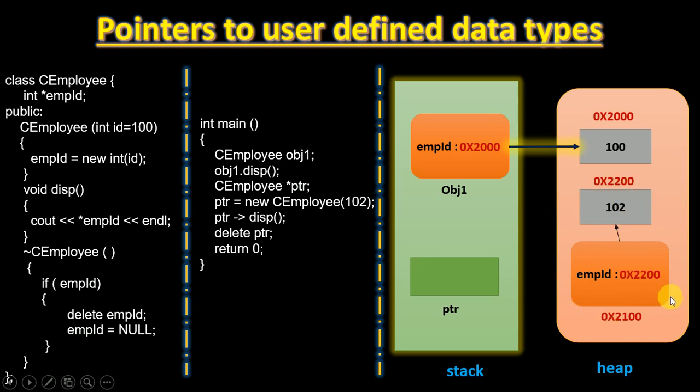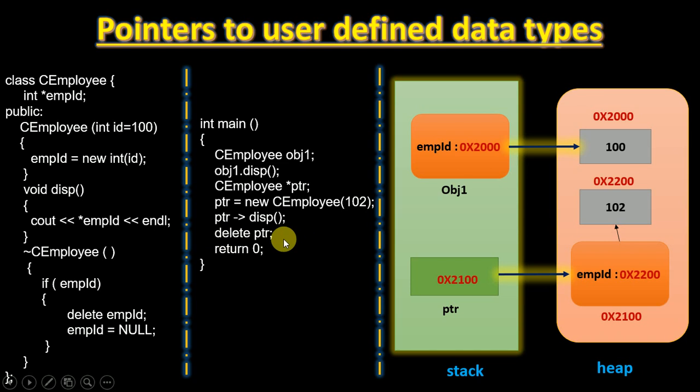And once the initialization is done, the heap segment object's address, that is 0x2002100, will be given to this pointer. Okay, now this pointer is pointing to this. Now when you say ptr arrow display, it will call the display for this, where we are displaying this employee ID's value, that is 102. Okay, so till here no problem.